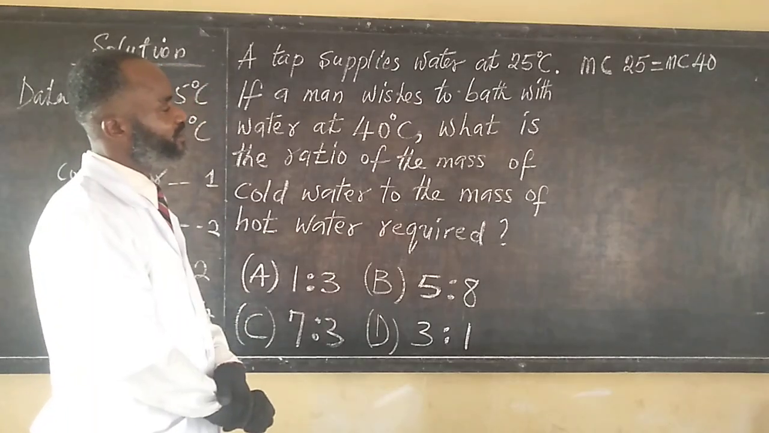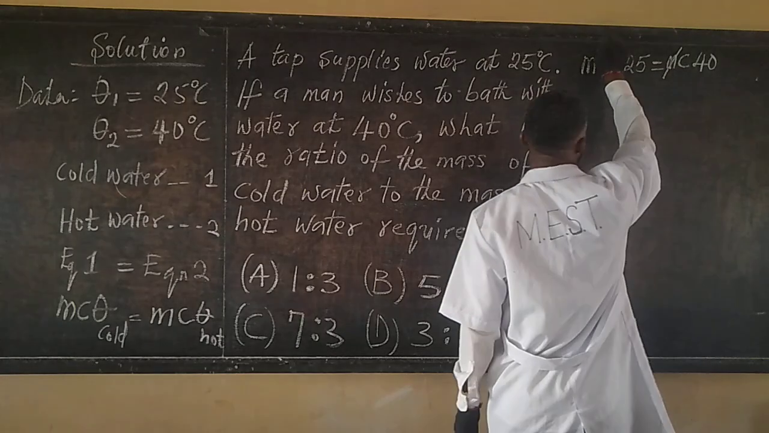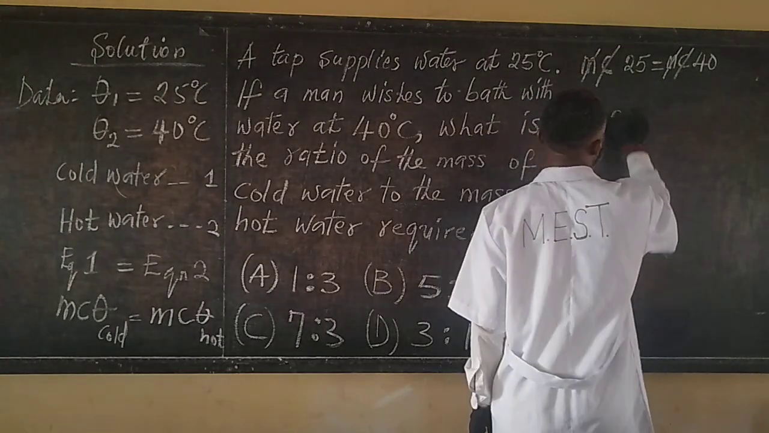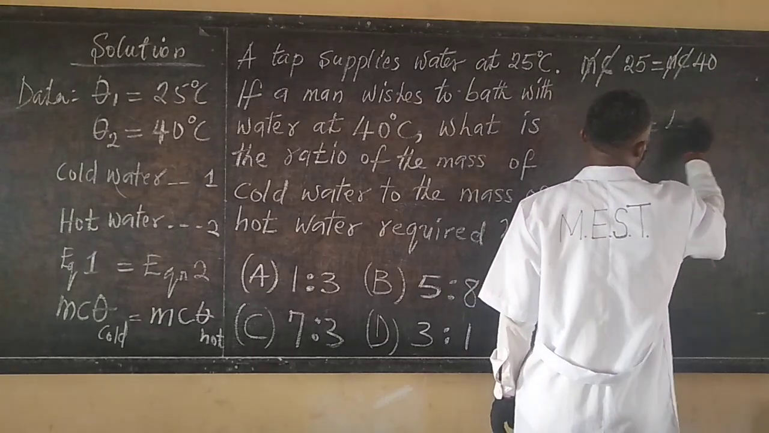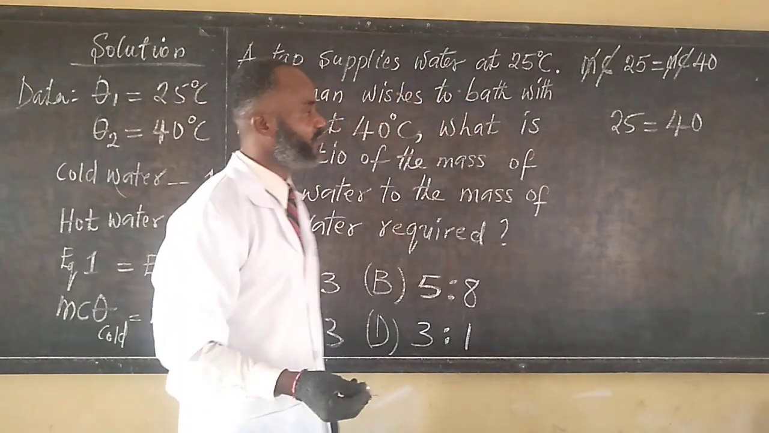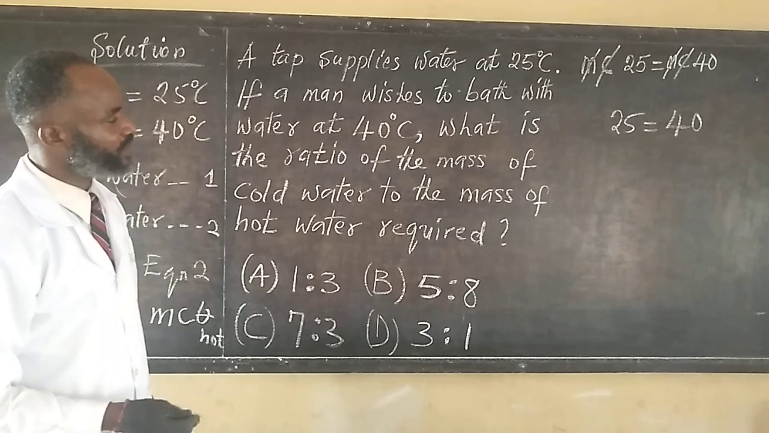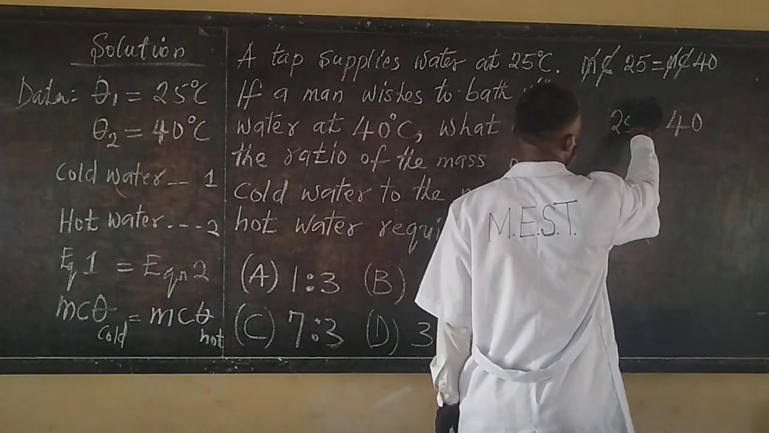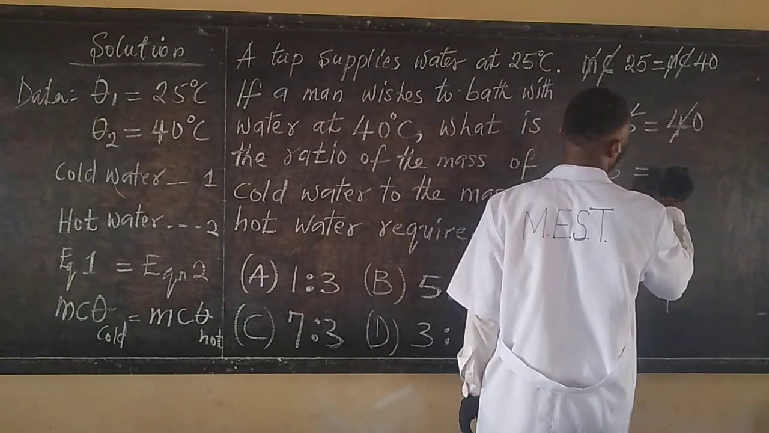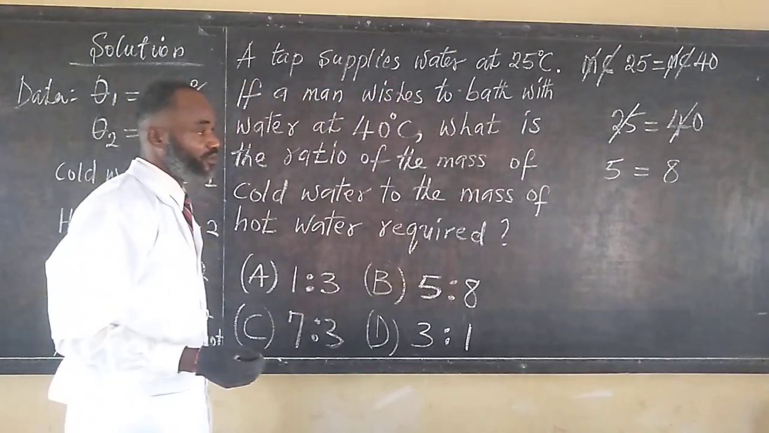What next? We cancel M here, and we cancel C at this point. We are left with just 25 and 40 degrees Celsius, respectively. Simple arithmetic here: 5 divided into 25 is 5, and 5 divided into 40 is 8. Very simple.